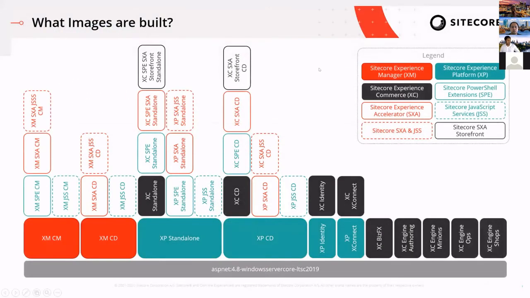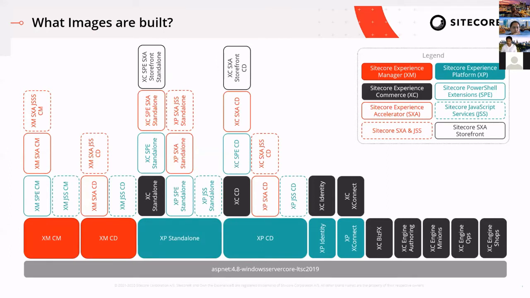So what images are built? So there's an XM set, which will do the CM and the CD. There's the XP sets based on the flags that you pass in. And then there's the XC set, the experience commerce as well. And then based on those additional include flags, it will start to layer up and build the SPE, SXA, JSS. It will build up some CMs, some CD sets, it will add in the identity, XConnect. It's quite a comprehensive set of images that it builds up.